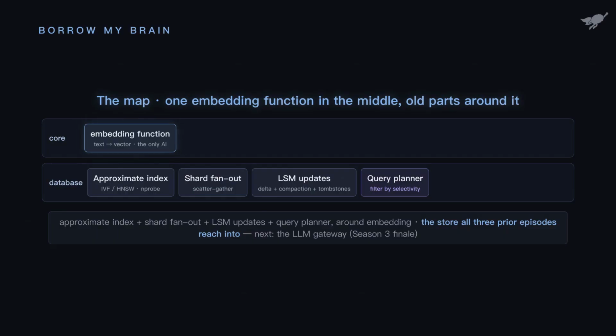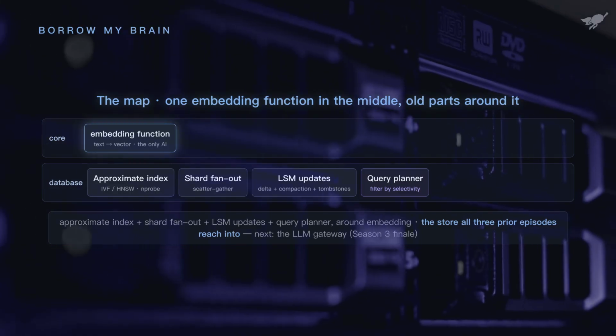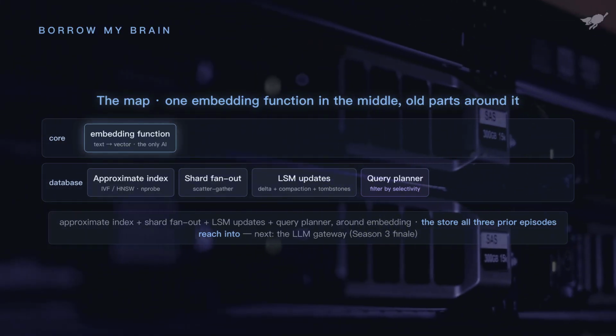The next episode is the Season 3 finale, Designing an LLM Gateway. Semantic routing, semantic caching, rate limiting, retries, and fallback. A front door for everything we've built all season.